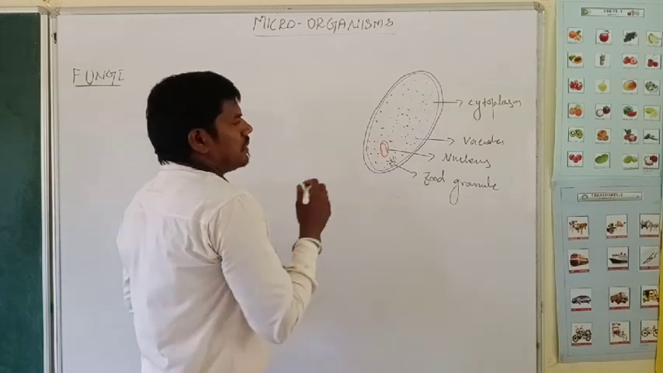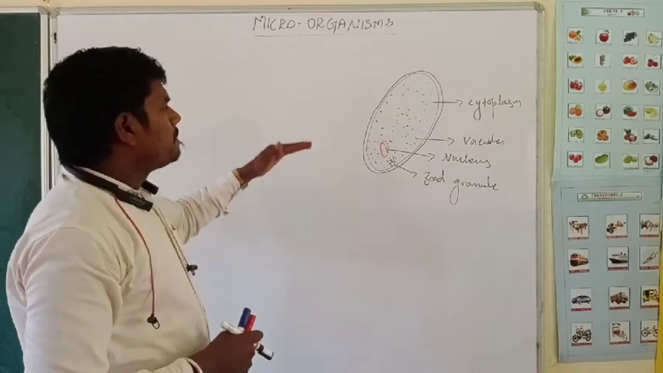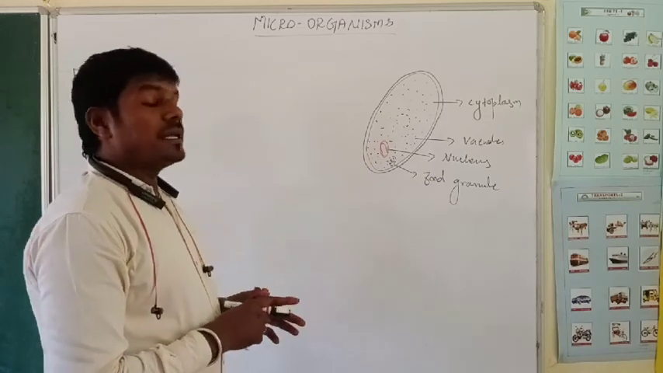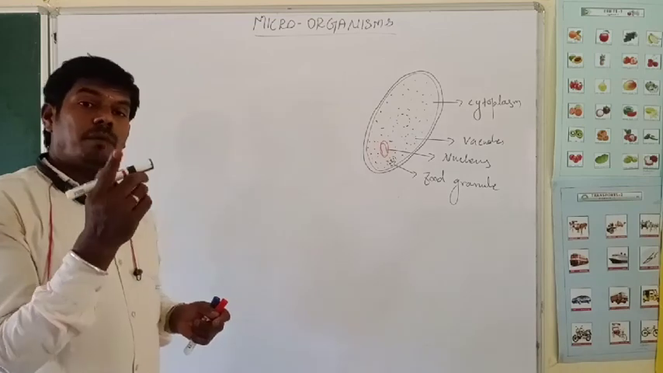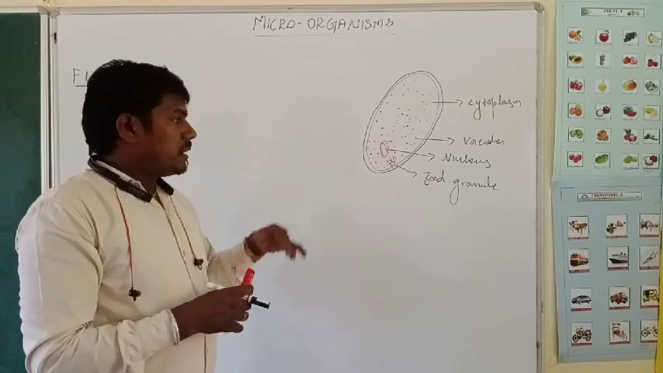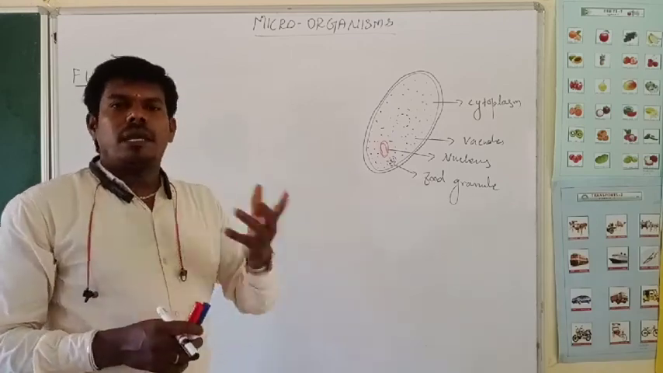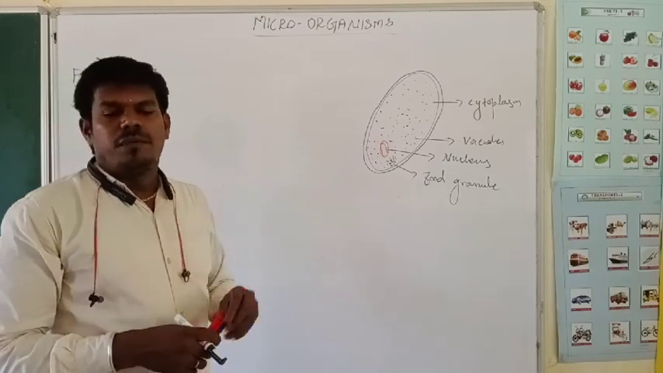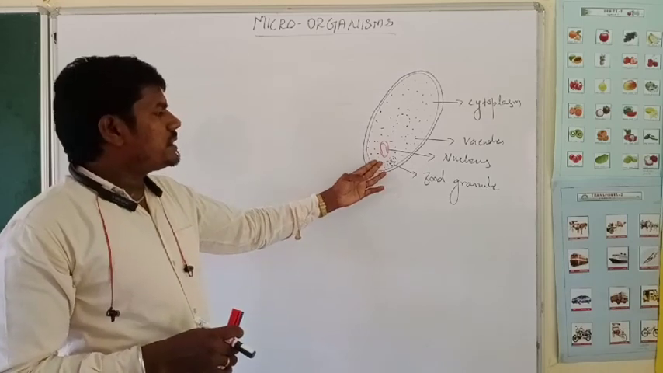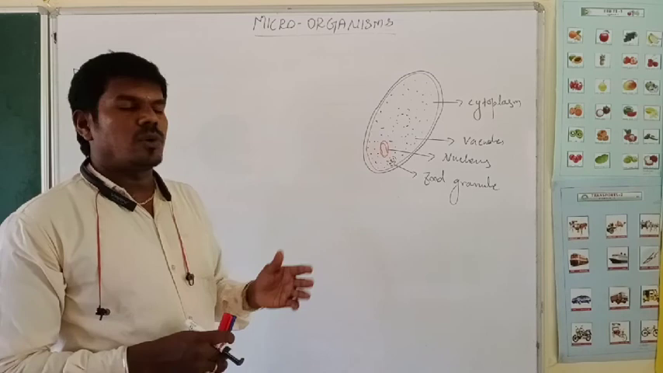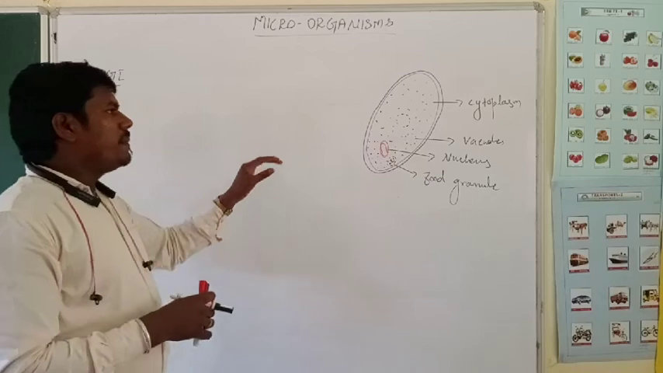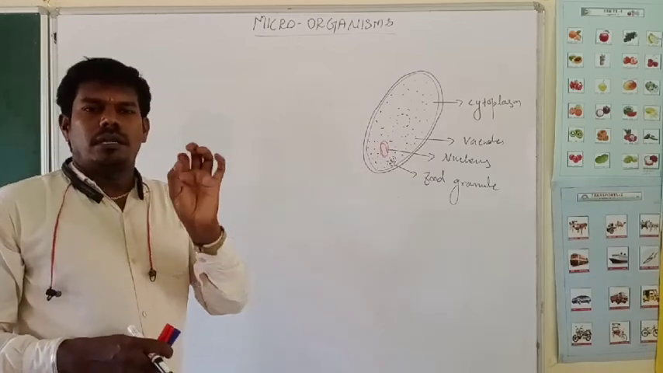Food granules are present. See, yeast respires anaerobically, already you know, the fermentation process that I requested. Fermentation, before that I told fragmentation. Fragmentation means it will break, that is one type of reproduction. Now telling fermentation. Fermentation means anaerobic respiration without oxygen. They replace it with the help of the enzyme. Which type of reproduction takes place in yeast, you just write budding.